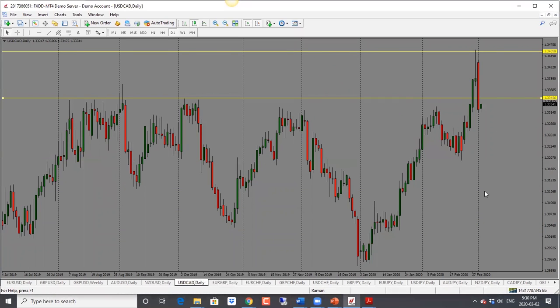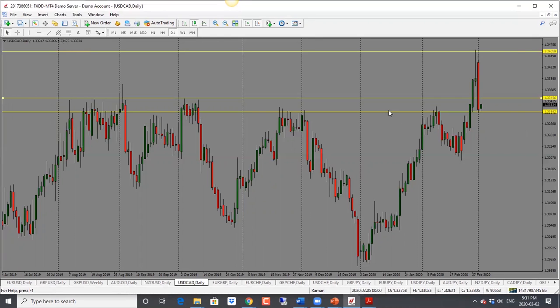Dollar CAD here, a huge drop in dollar CAD because we have seen reversals across the market essentially. And oil has gone back up. As a result, Canadian dollar has strengthened, and we have seen dollar CAD drop as a result of that. So right now, bias here is bearish, and I will look for price to drop further.